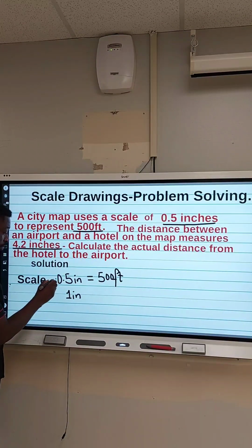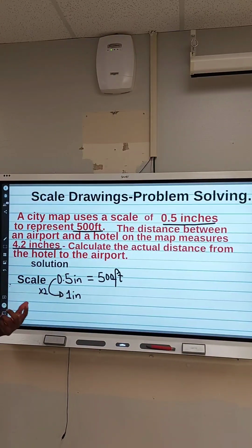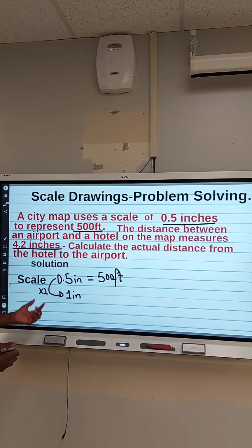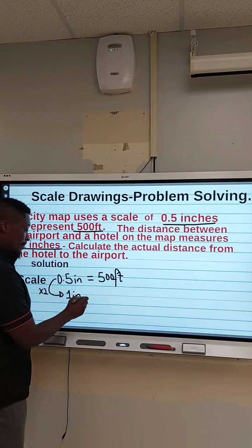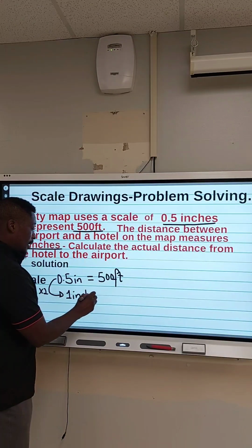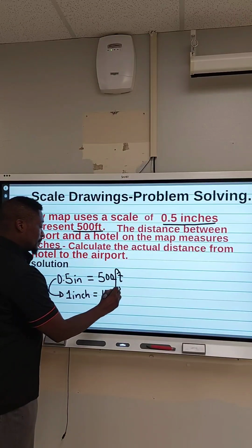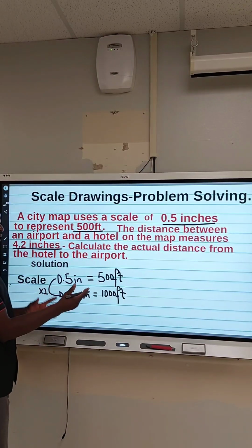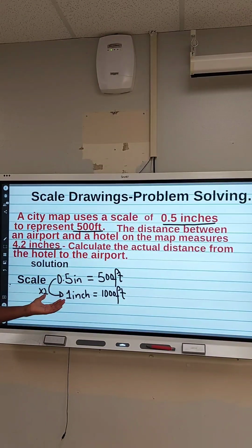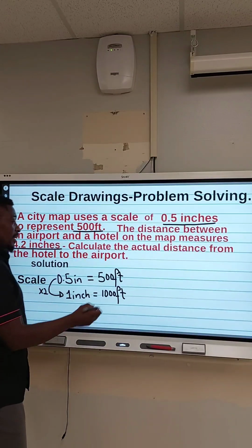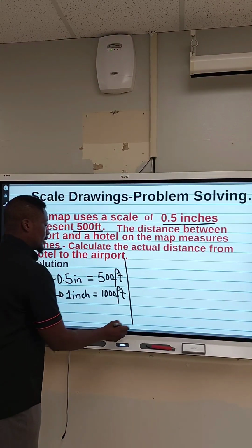Okay, so how did we go from here to here? We did times 2. Why times 2? Because we're trying to get to 1. So times 2 means 1 inch equals 1,000 feet. Okay, so we can get different ways of writing this scale, but the scales will be equivalent.